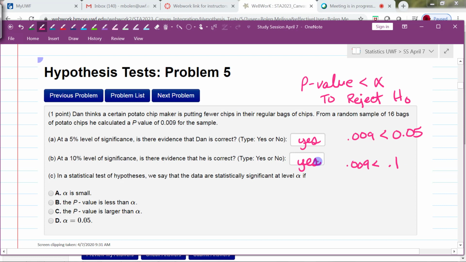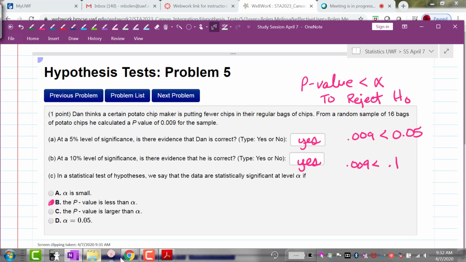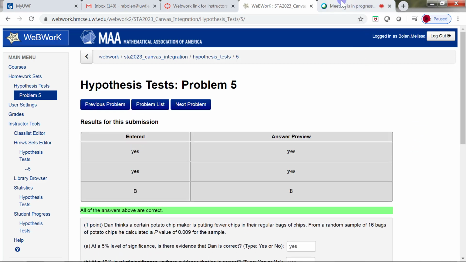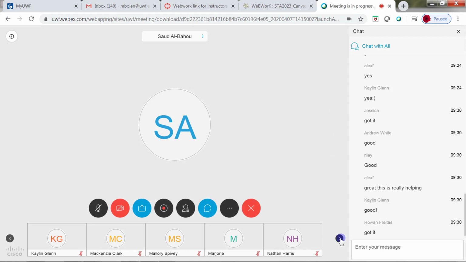In a statistical test of hypothesis, we say that the data are statistically significant at level alpha if the p-value is less than alpha, which would be B. Okay, so let's go in and put those answers in and make sure WebWork likes my answers. So we type the word yes, and yes. I hope it's not case sensitive. And the p-value is less than that. Submit answers. Very good.